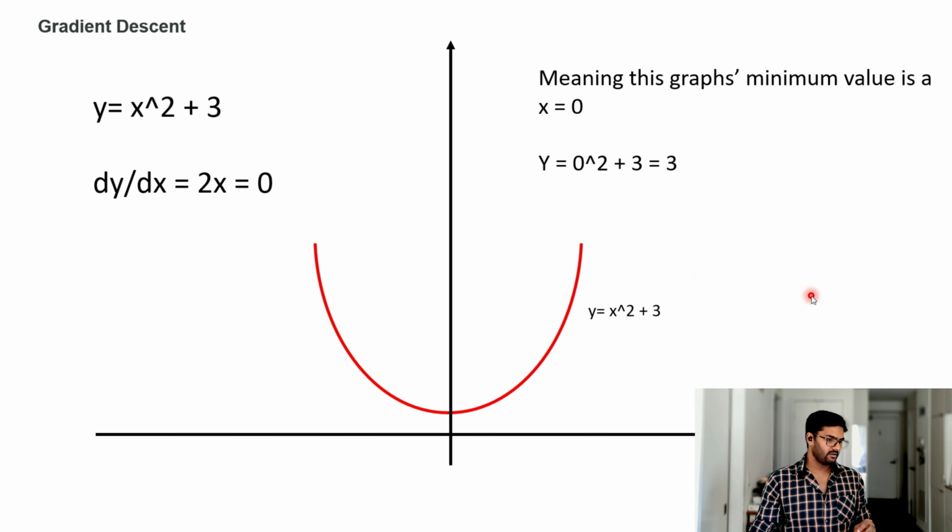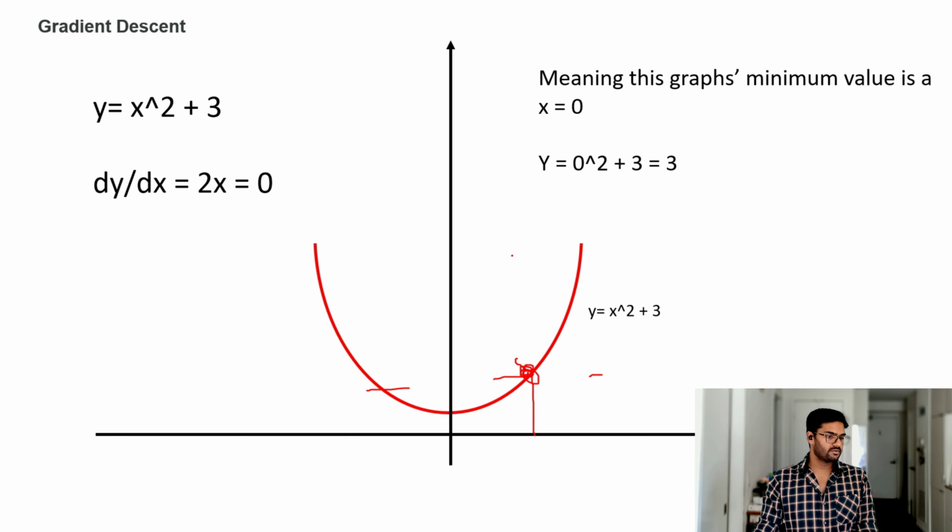For example, what you see on the screen, we have a graph which has an equation of x squared plus 3. When I put a value of x as 1, I get 1 square plus 3, which is 1 plus 3, which is 4. So I get a value of 4 somewhere here.